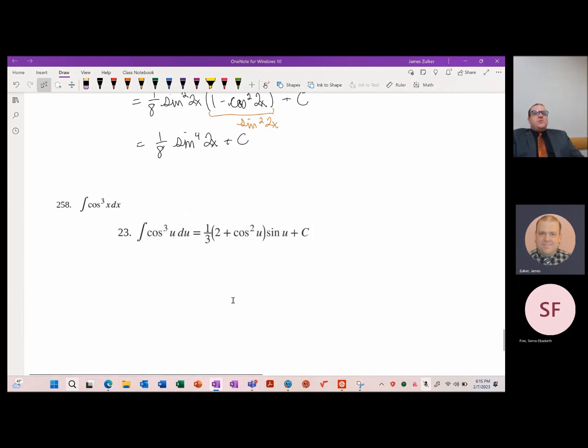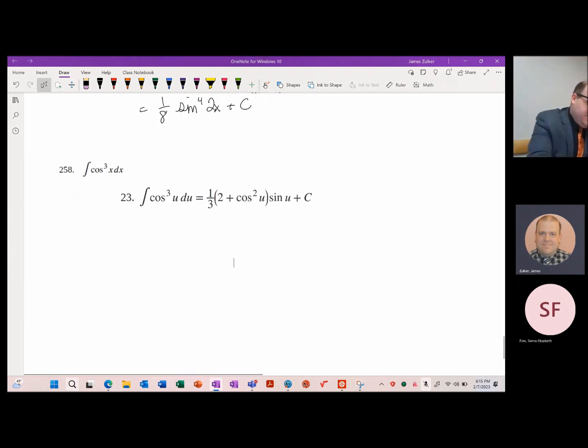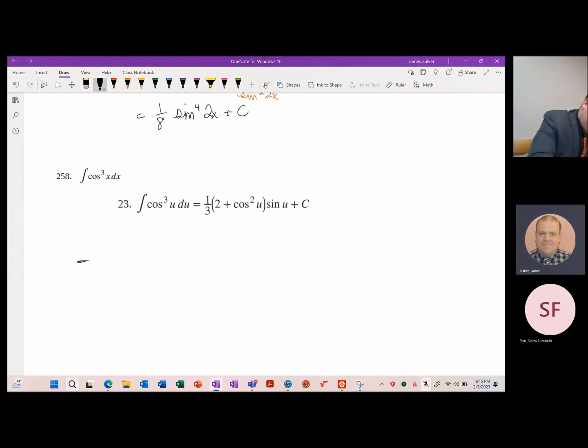Because what you'd have to do by hand is write that as cosine squared times cosine, and then do u sub. Right, cosine squared is 1 minus sine squared. U is sine. Or we can just immediately go like this. And we're done.